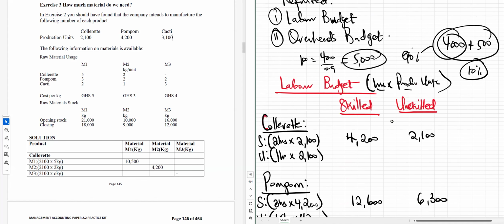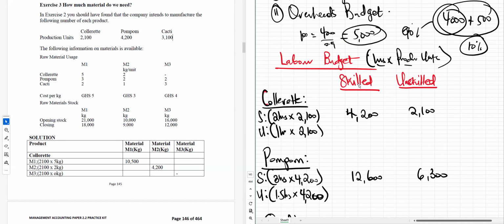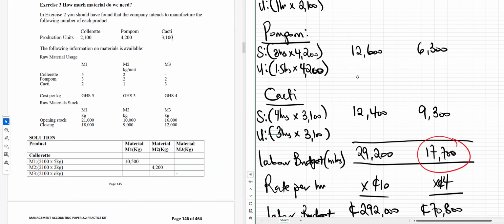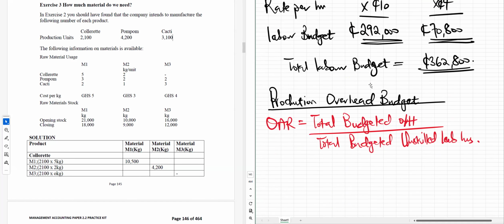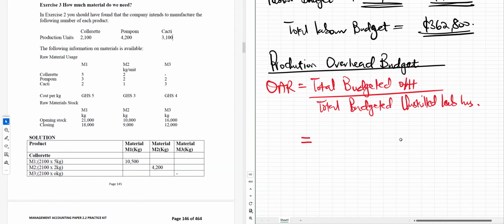So what's the total unskilled labor hours? It was 17,700. We've already worked it. So our overhead budget, we have to allocate the overheads based on the unskilled labor hours. What is the total budgeted overhead? The question said for overheads, the total was 980,000. So we take this 980,000 and divide by the total unskilled labor hours of 17,700 per unskilled labor hour, right? And that gives us what?